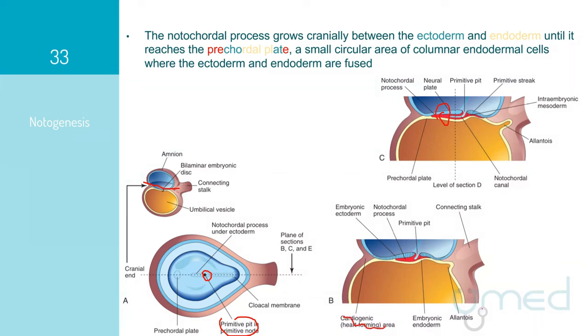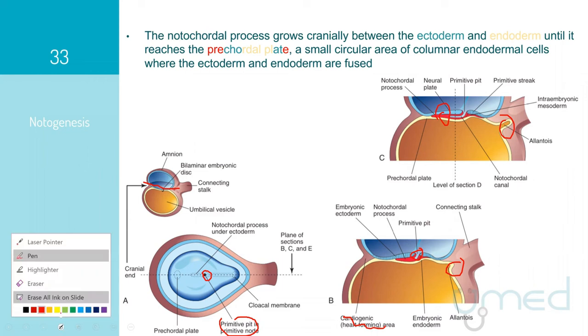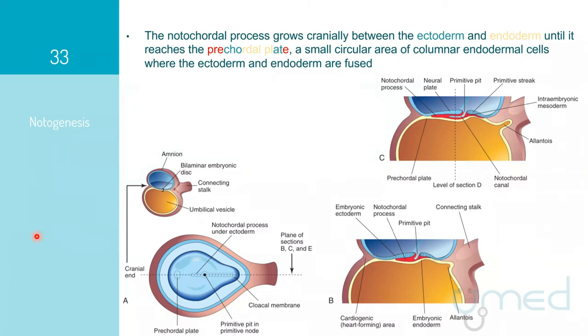Embryonic endoderm, the allantois, not as defined, so we'll talk about that later. Connecting stalk, this is the primitive pit here, notochordal process, and ectoderm. So just to go through the labels. All right, everybody good? Neural crest cells, we will see that later. Just taking it one step at a time.